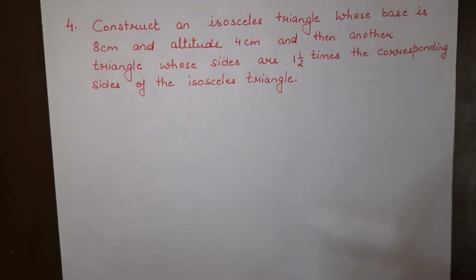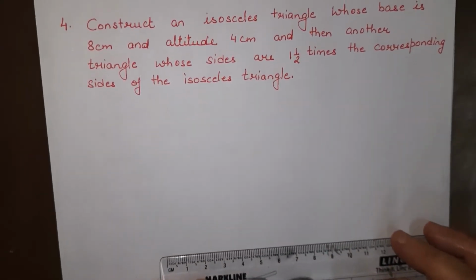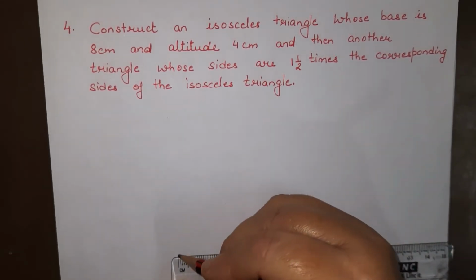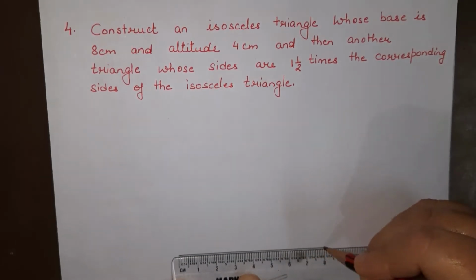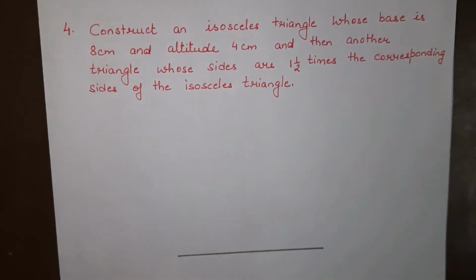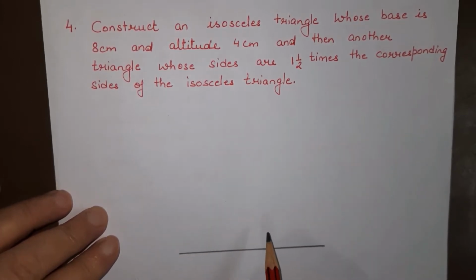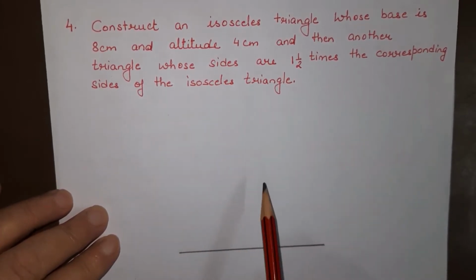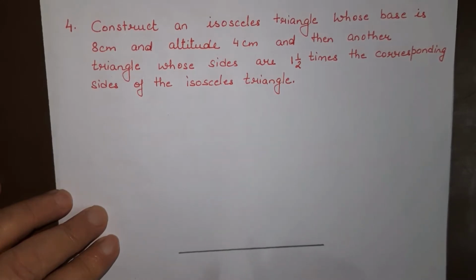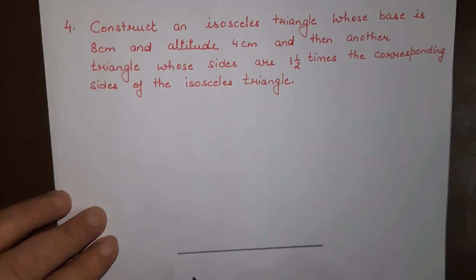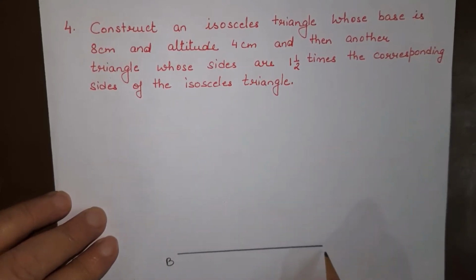Now first of all we have to construct an isosceles triangle whose base is 8 cm and altitude is 4 cm. Let me first make the base, which is 8 cm. So this is the base 8 cm and the altitude is given to be 4 cm. Now remember, this is an isosceles triangle. The altitude also bisects the base. That means to draw altitude of 4 cm, we have to first draw the perpendicular bisector of this base BC. Let us draw the perpendicular bisector.